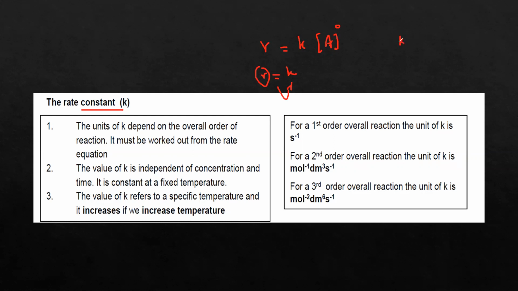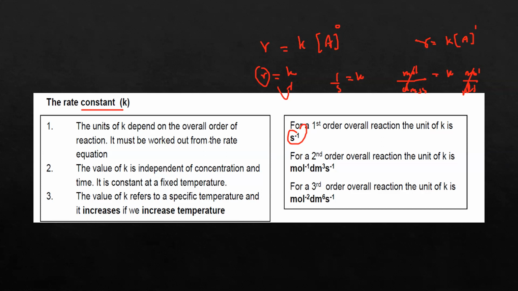But if it is first order, rate is equal to K times the concentration of reactant. Rate is mole per dm cube per second, and concentration is mole per dm cube only. So mole per dm cube cancels with mole per dm cube. You are left with 1/second, or second inverse, as you can also say. So when you work out the rate for different reactions, you can identify the unit of K.